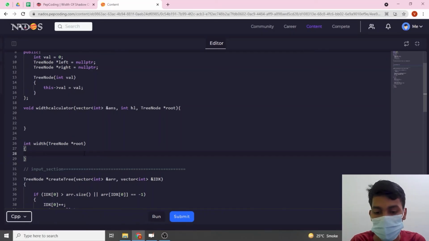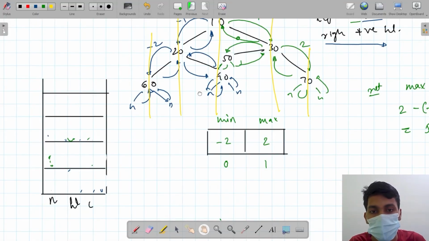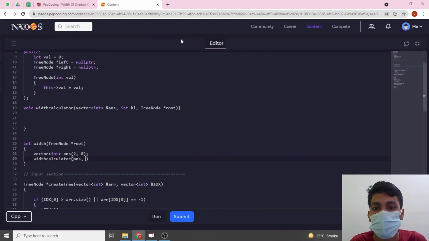To code this, we are first going to create our answer, which is going to be a vector. We'll name it answer of size 2, and initially the values it contains are 0. Now we are going to call this function, width calculator. First we pass our answer vector. Now we pass the horizontal level. So tell me what will be the initial horizontal level? Initially my horizontal level was 0, so I am going to pass 0. Next I have to pass the root node, so I am passing the root node.